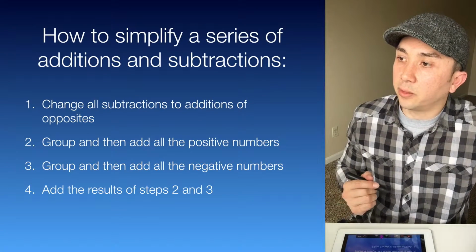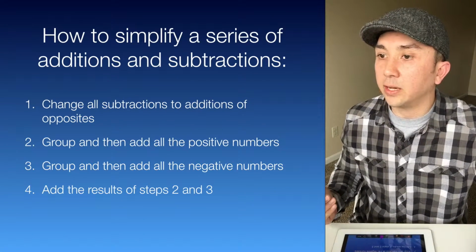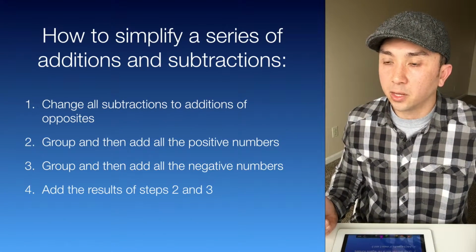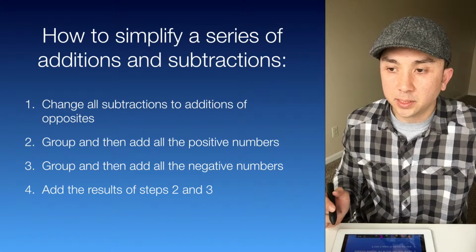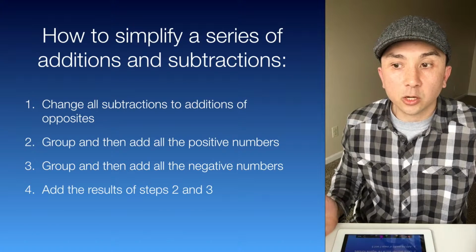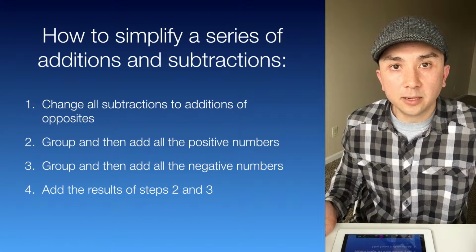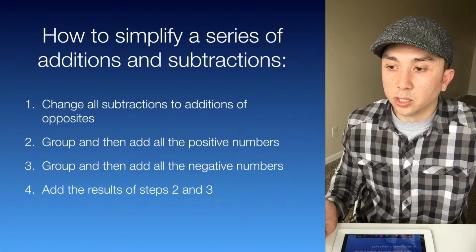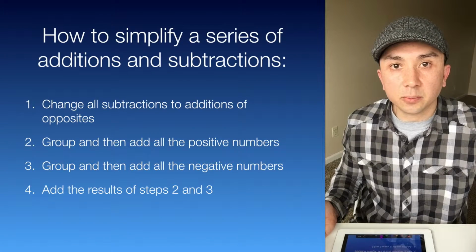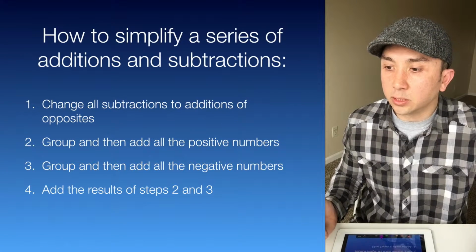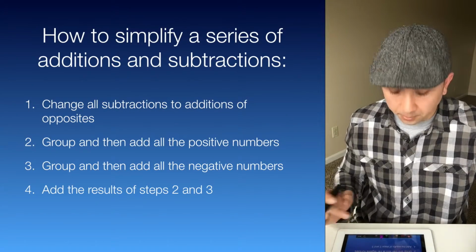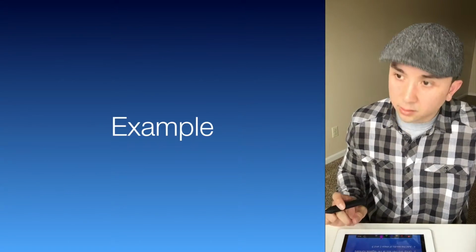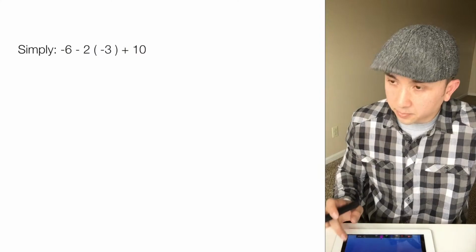Now here's how to simplify a series of additions and subtractions. First, we're going to change all subtractions to additions of opposites. We're going to group and then add all the positive numbers. We're going to group and then add all the negative numbers. And then we're going to add the results of steps 2 and 3. So let's do an example.